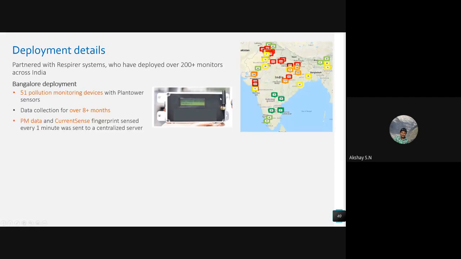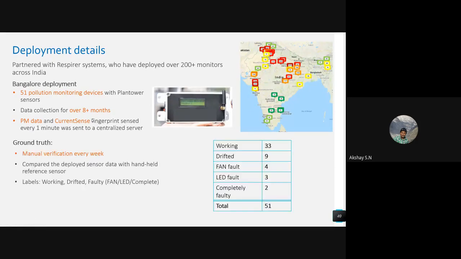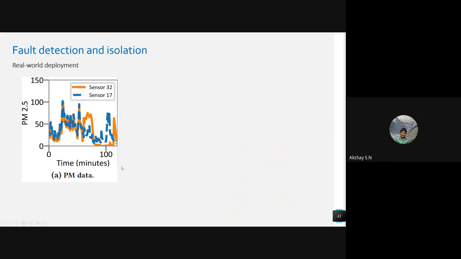What we have done is a deployment in Bangalore where we deployed over 51 pollution sensors for an 8 month period. We collected data every 1 minute along with its fingerprint. To collect the ground truth, every week a person went to each of the sensors in Bangalore and identified whether it was working or faulty. In total, of 51 sensors, at the end of 8 months we had around 20 sensors which were faulty.